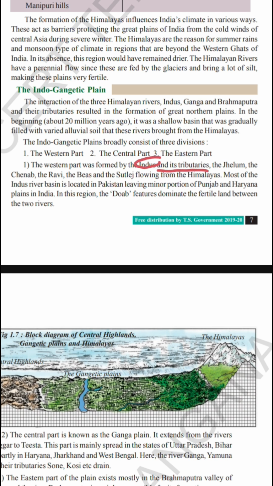And when it comes to tributaries, it is Jhelum, Chenab, Ravi, Beas and Sutlej. So these are the five important tributaries of the western part of plains. You have to remember this very clearly.